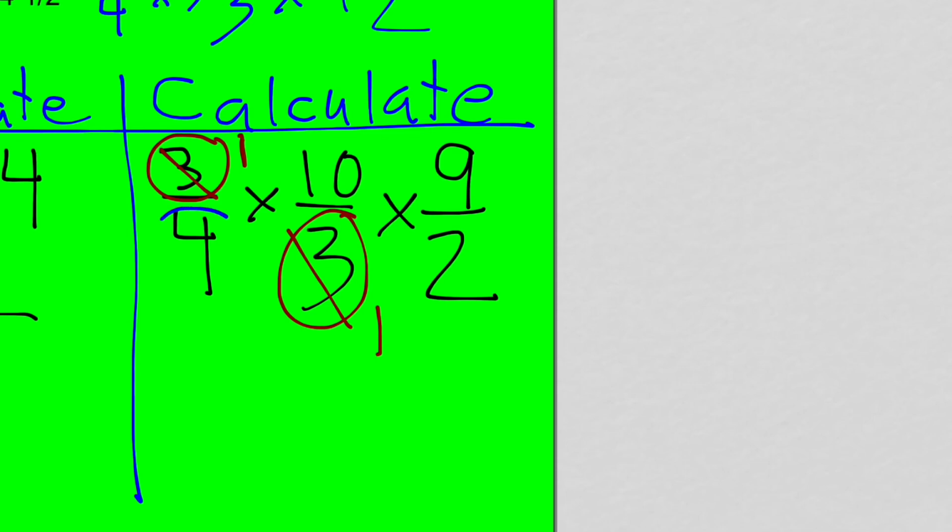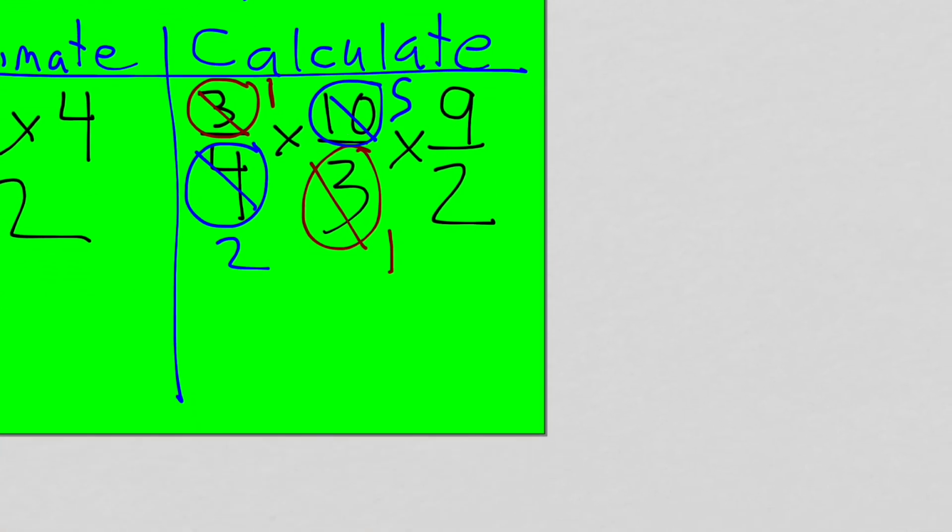I could do 10 and 4. Divide them both by 2. 4 divided by 2 is 2. 10 divided by 2 is 5. That's as far as I can take it. 1 times 5 times 9 is 45. 2 times 1 times 2 is 4. So I'm going to get 45 over 4.